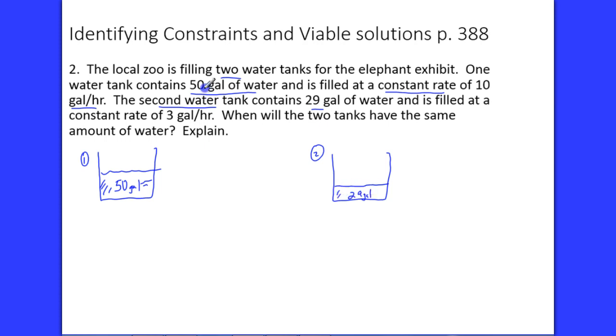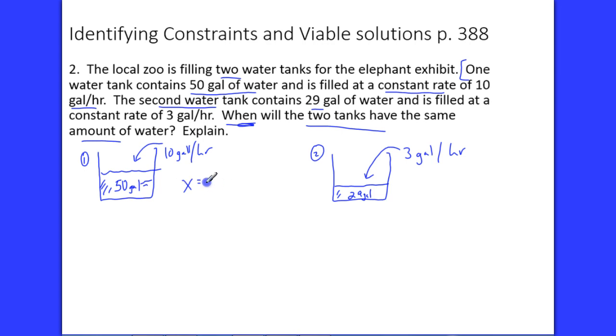Now let's go back to the second sentence here. The tank that contains 50 gallons of water is filled at a constant rate of 10 gallons per hour. So they are filling this up at a rate of 10 gallons per hour. And they're going to fill this tank up at a rate of 3 gallons per hour. It says, how much time will pass until the 2 tanks have the same amount of water. So what we need to do here is have variables that represent the information we need to solve this problem.